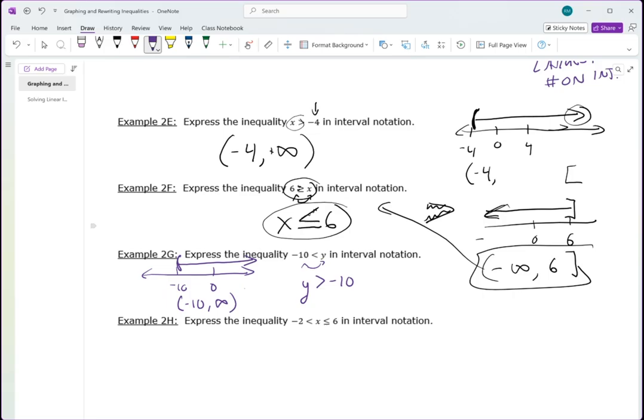Most of the ones that we deal with have an infinity. We don't deal with as many that go in between two values, but since it's between two values, 6 is the biggest and negative 2 is the smallest. Then I'm going to use a bracket because this is less than or equal to, and a parenthesis. Again, we could have graphed it first.